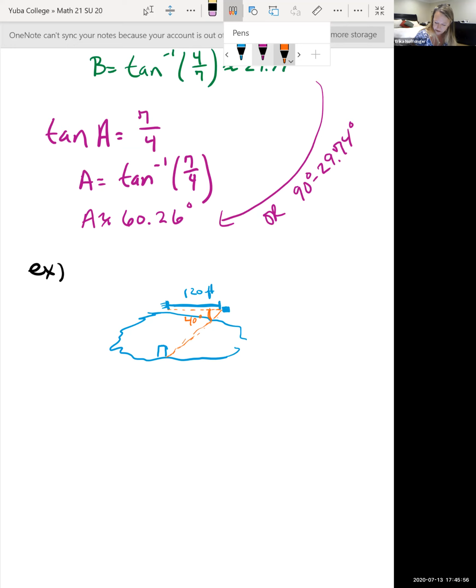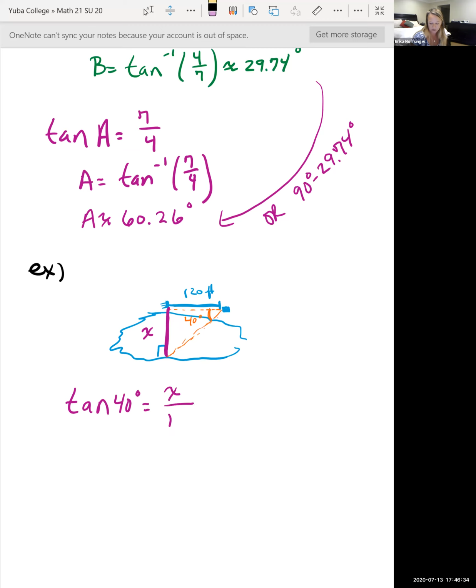Okay, so we want to try to figure out what this length is in here. Looking at our triangle, look at the angle that you know, which is the 40 degrees. We're trying to find the opposite from the 40, and we know the adjacent from the 40. So that should clue you in to use tangent. So tangent of 40 degrees is equal to the opposite, which is x, over adjacent, which is 120.